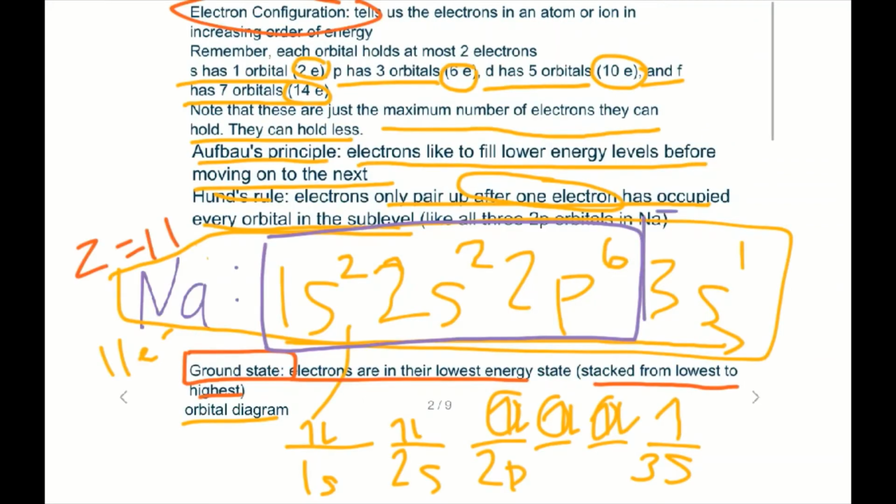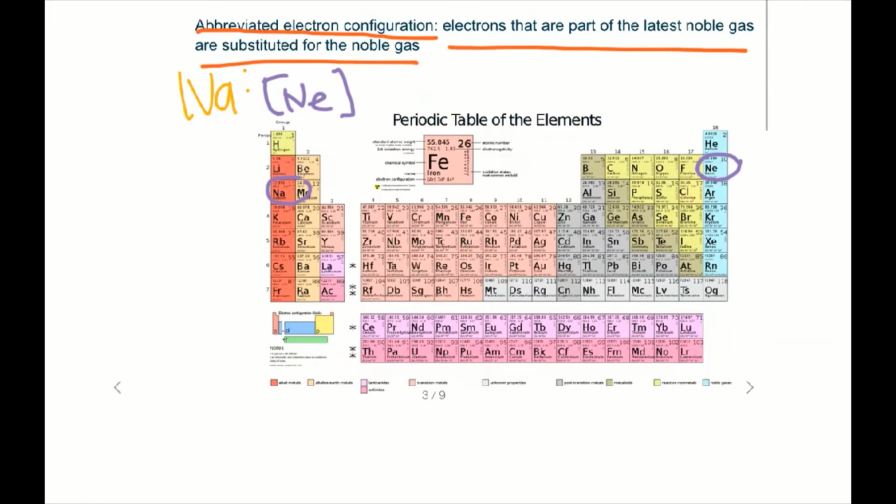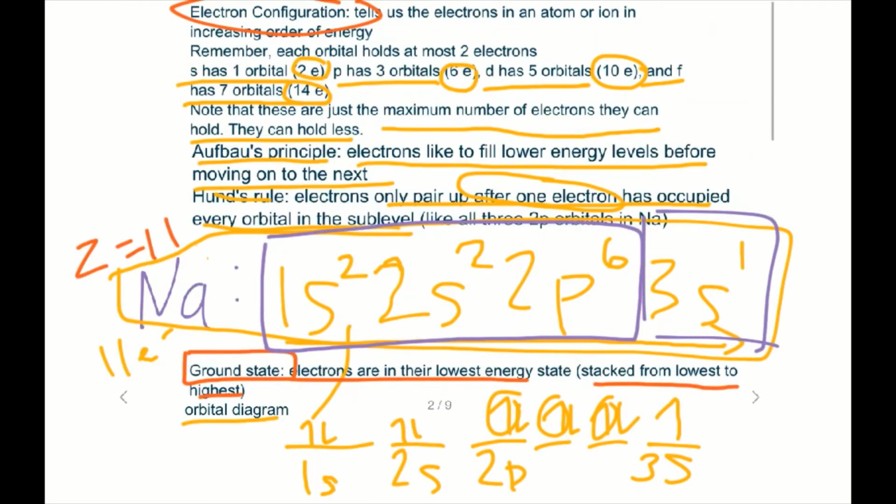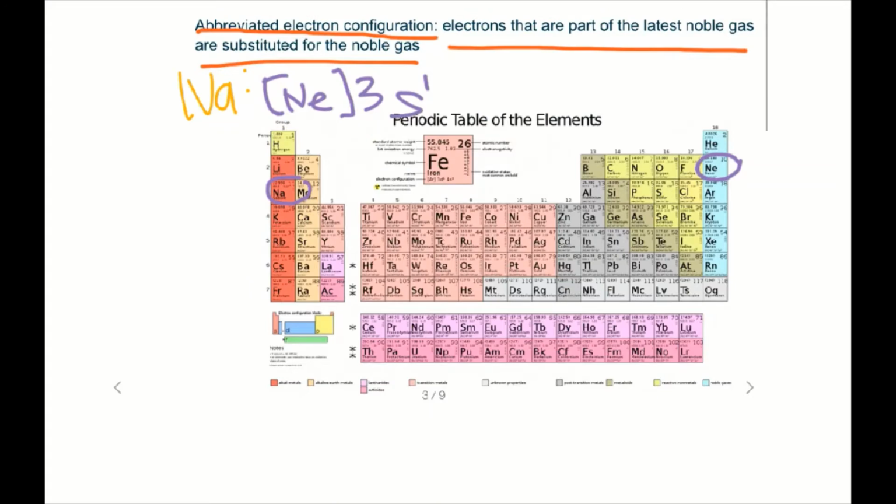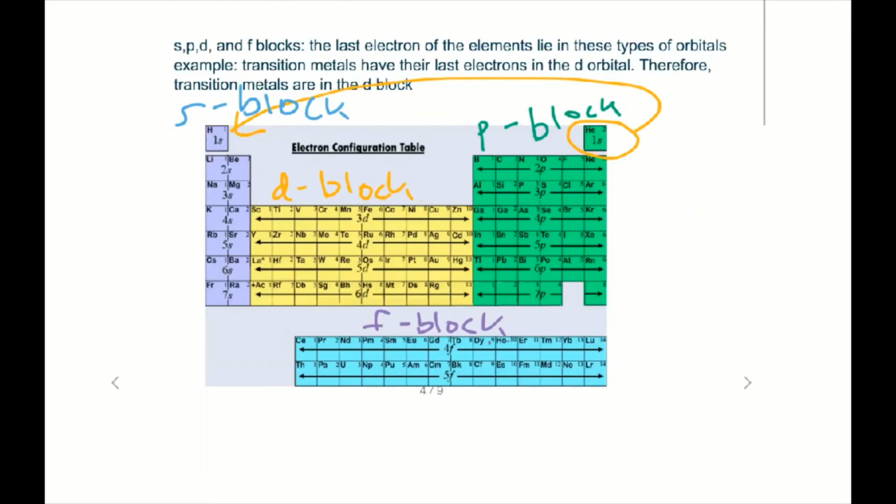And then the 3s1, of course, is separate, and you just add that on. So notice how the abbreviated electron configuration shortens the electron configuration significantly by using the electrons found in the noble gas as a placeholder. So that's something cool that you could do. And now let's move on to the next topic.